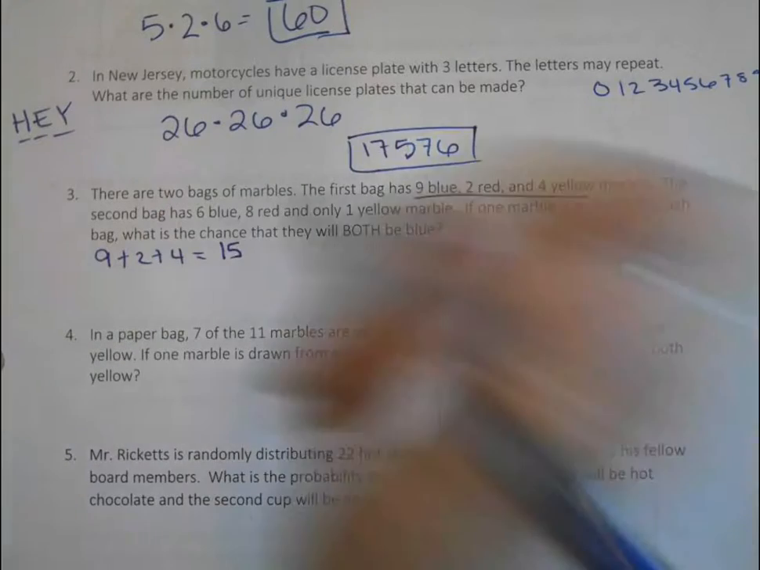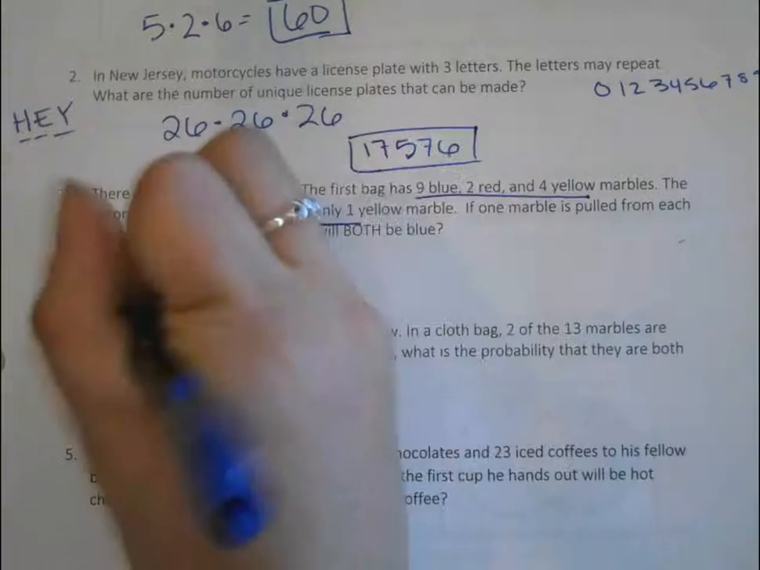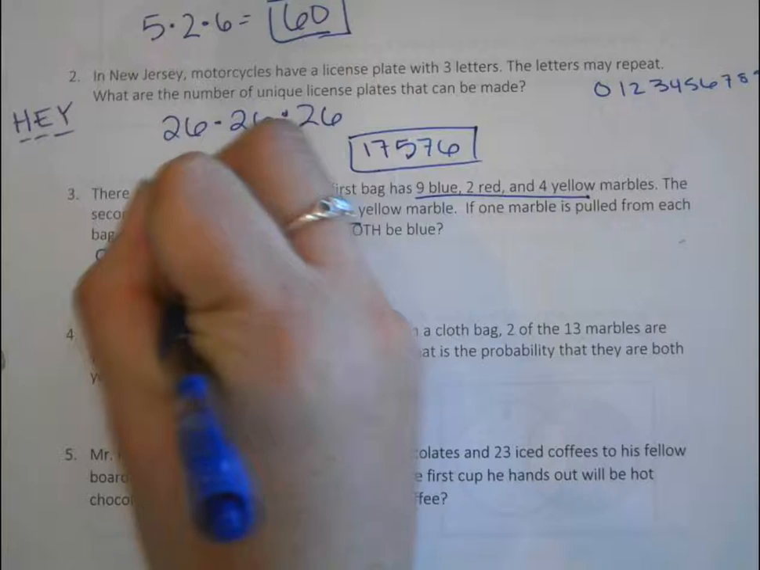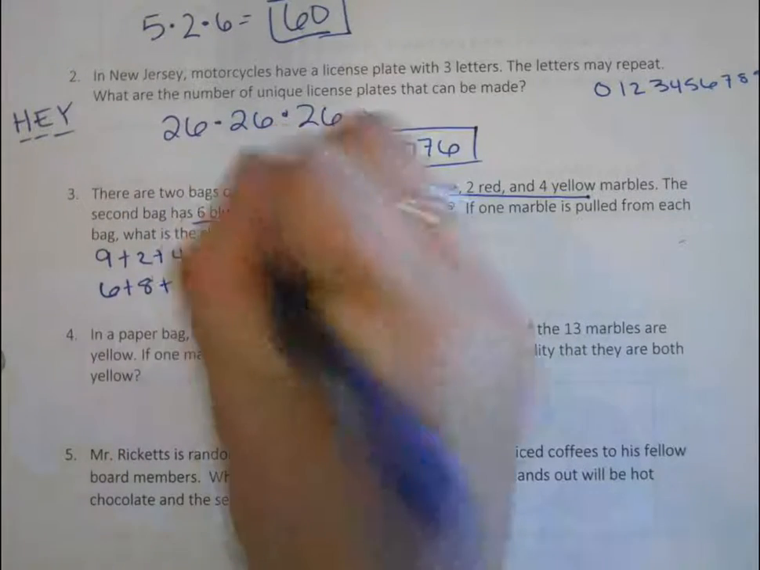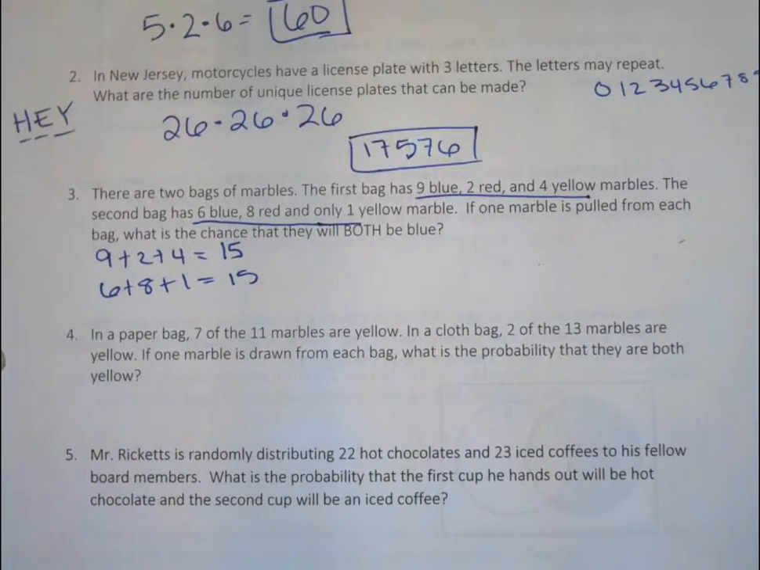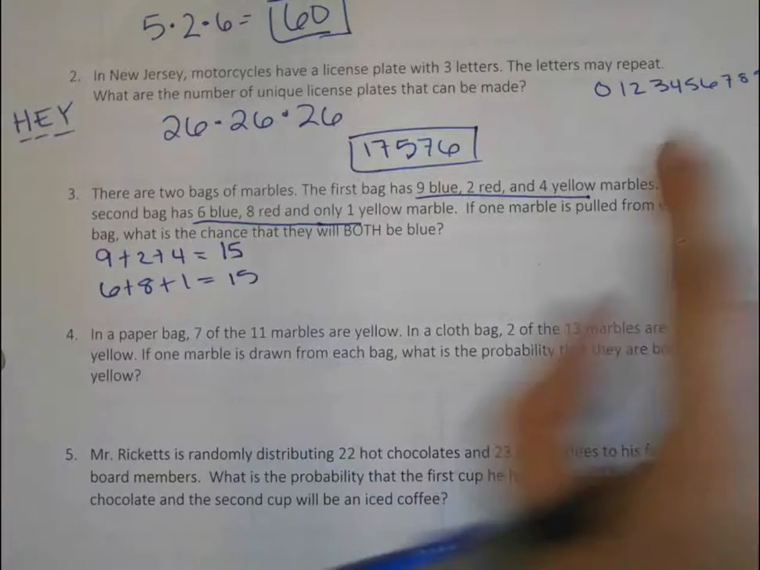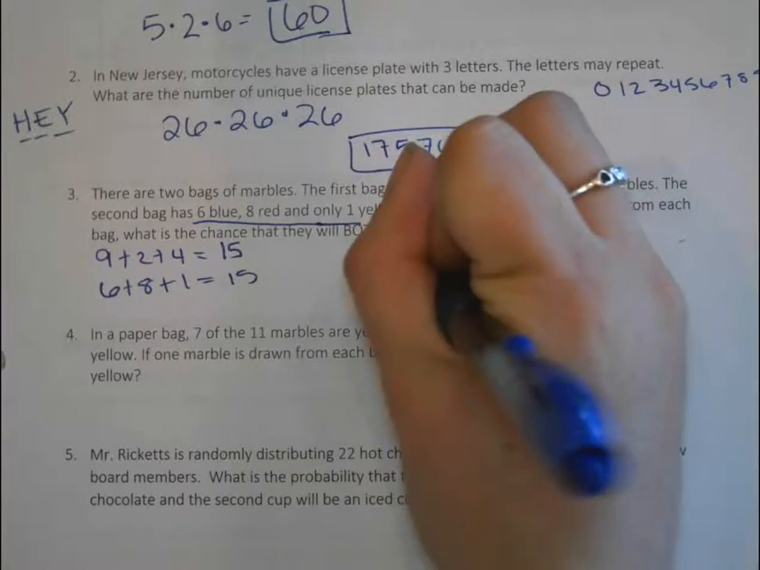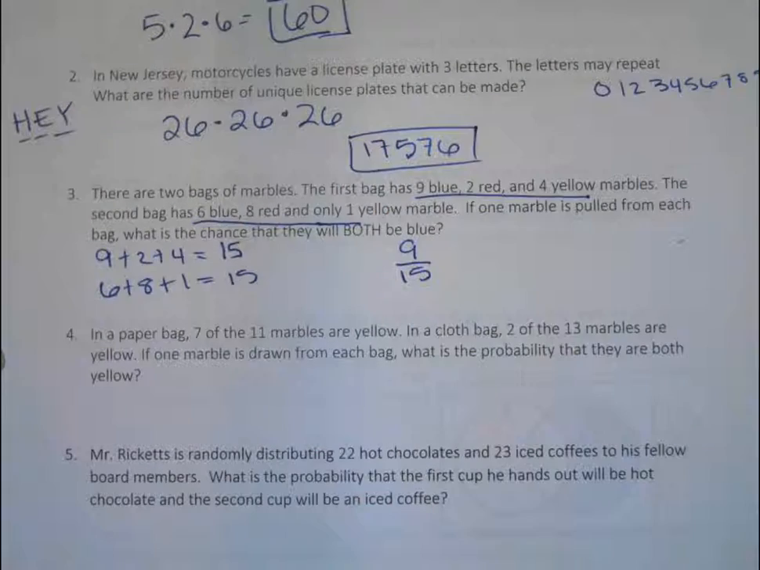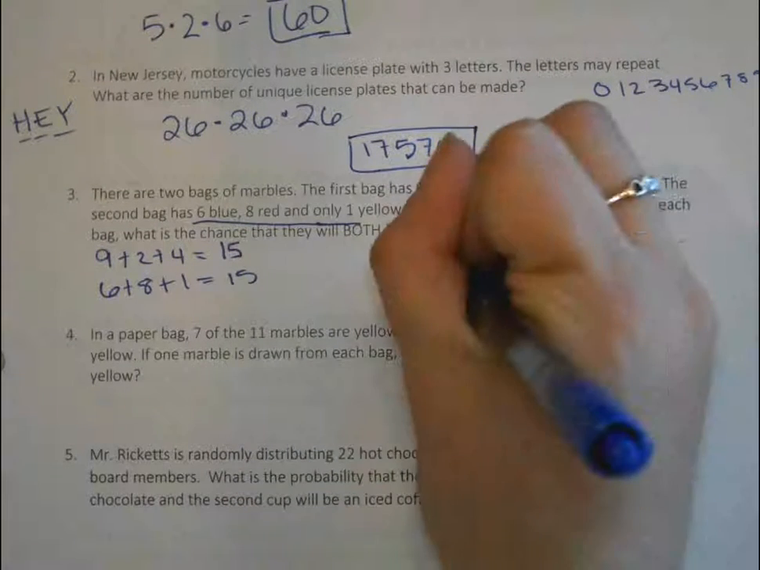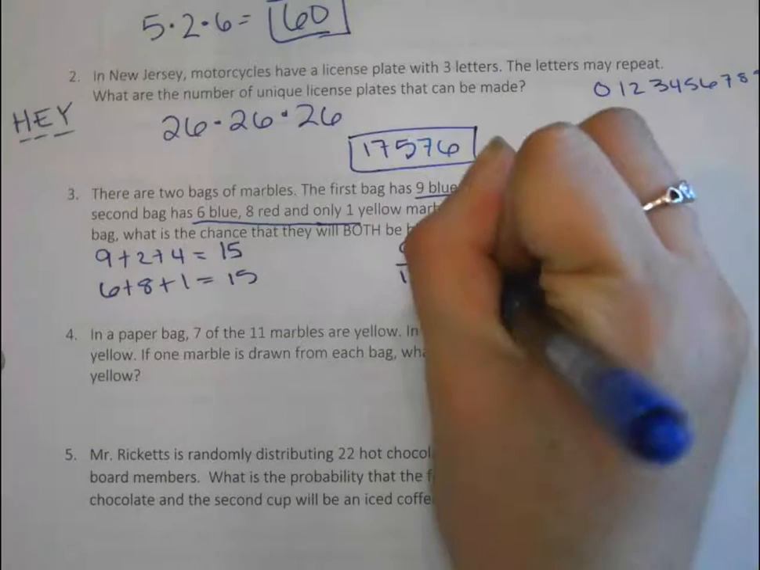I'm going to do the same thing for my second bag. I have 6, 8, and 1, which also equals 15. And then it wants me to figure out the probability, or the chance, both words mean the same thing, that both marbles will be blue. So I take a look at each bag. In my first bag, I have 9 blue. So I have 9 out of 15 marbles that are blue. And then in my second bag, I have 6 blue. So I'm going to multiply by 6 over 15.